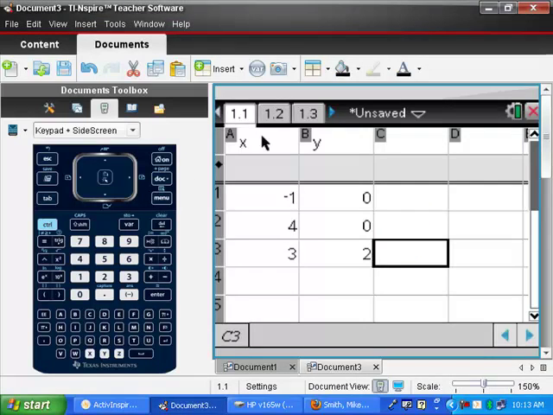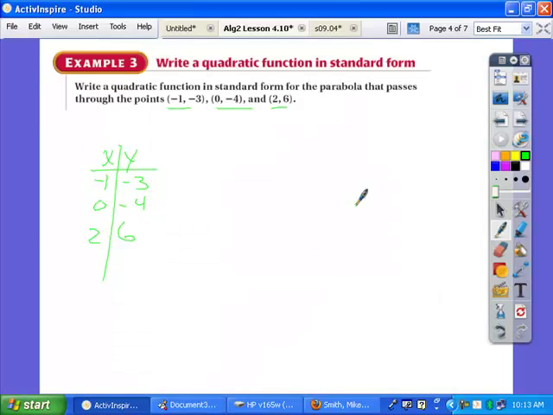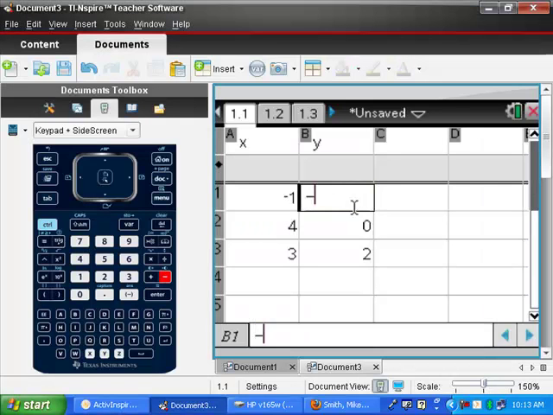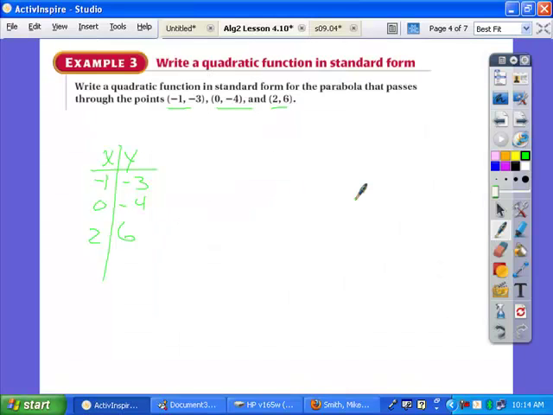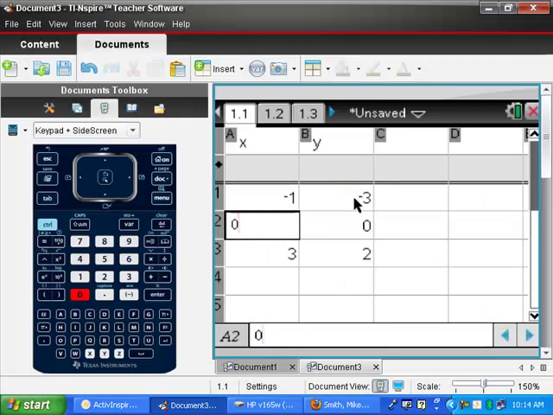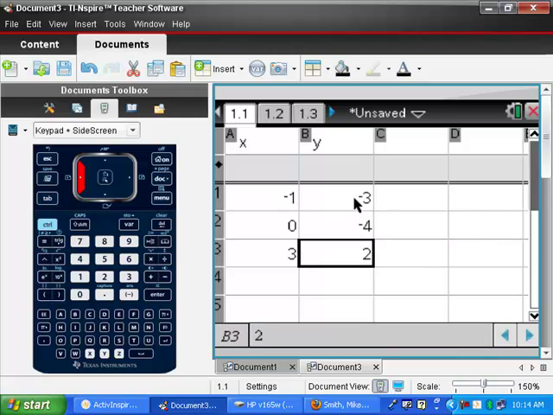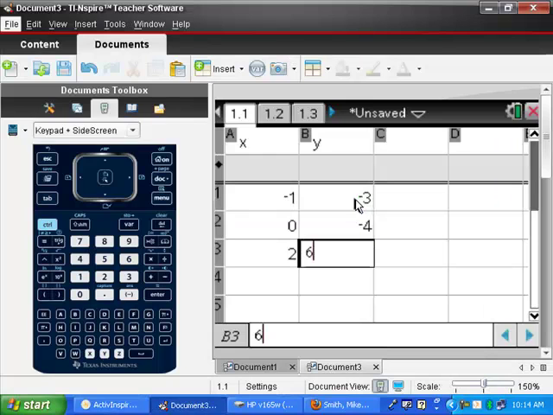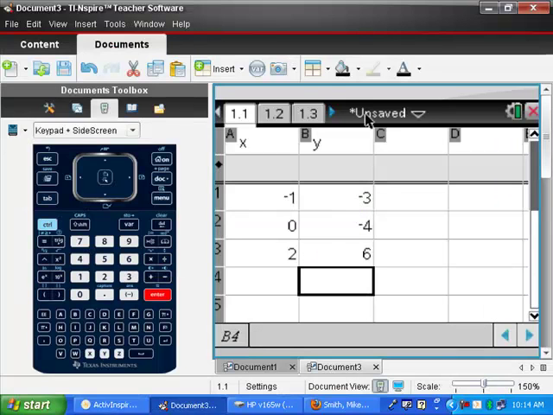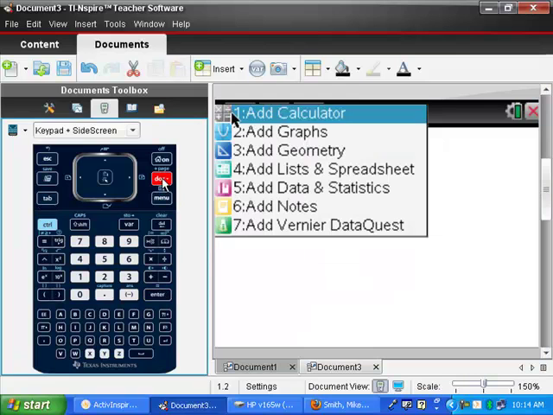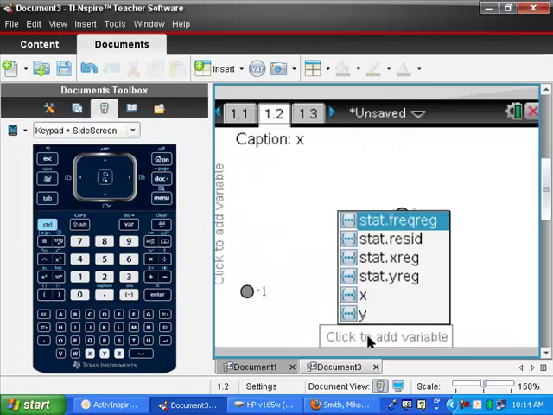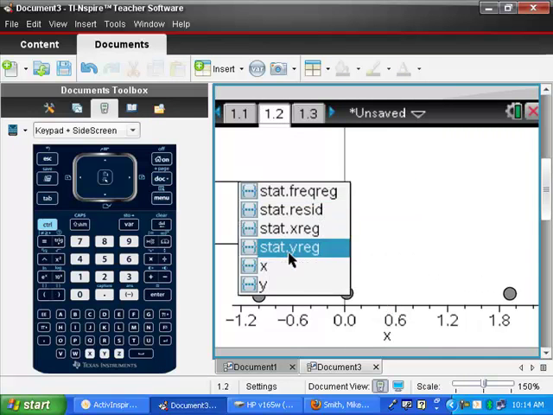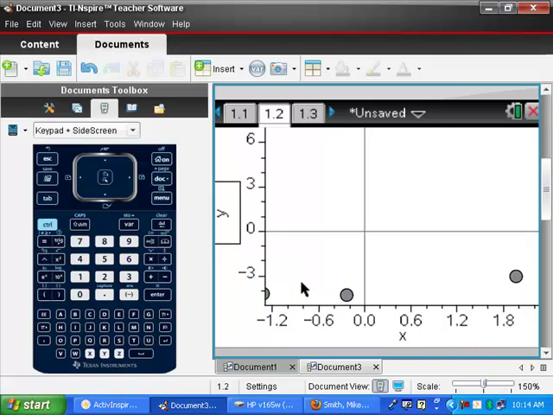So we have back to this guy, -1, -3, 0, -4, and 2, 6. Okay, so there are my points. Again, I'll create a new page, Control, New Page, Data and Statistics. Click to add the X. Click to add the Y. By the way, there's some new things here. Don't worry about those new things. There are my 3 points.